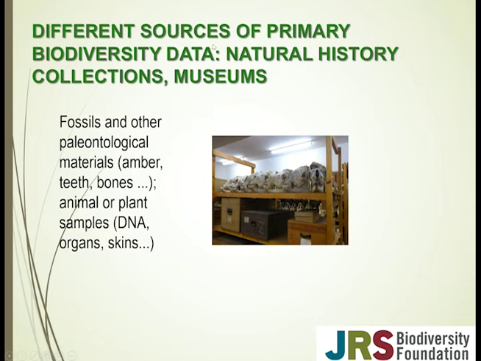Other primary biodiversity data can also be derived from fossils and other paleontological material, like amber, that is, let's say, part of woods of plants that no more exist, for instance, with a specific yellowish color. We have also teeth or bones of animals, or animal or plant samples, DNA, organs, specimens, for instance.